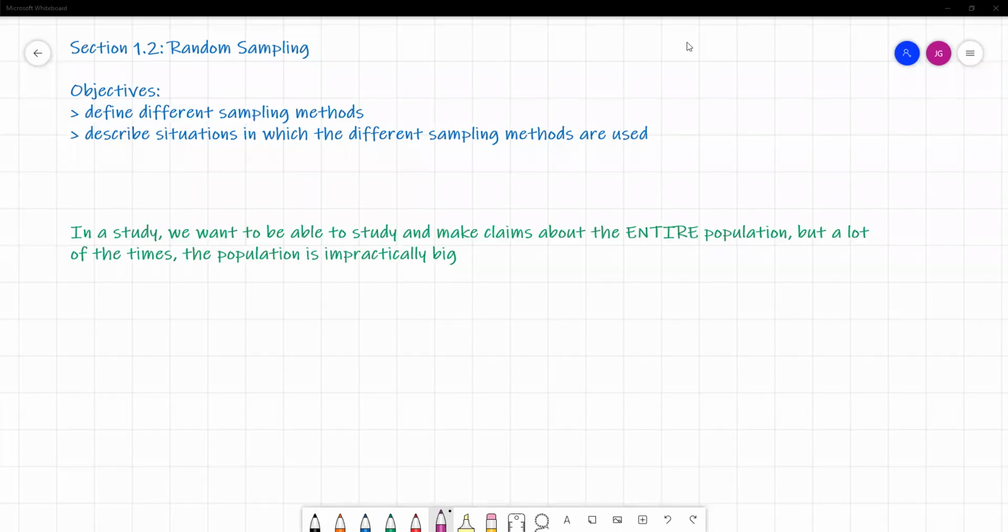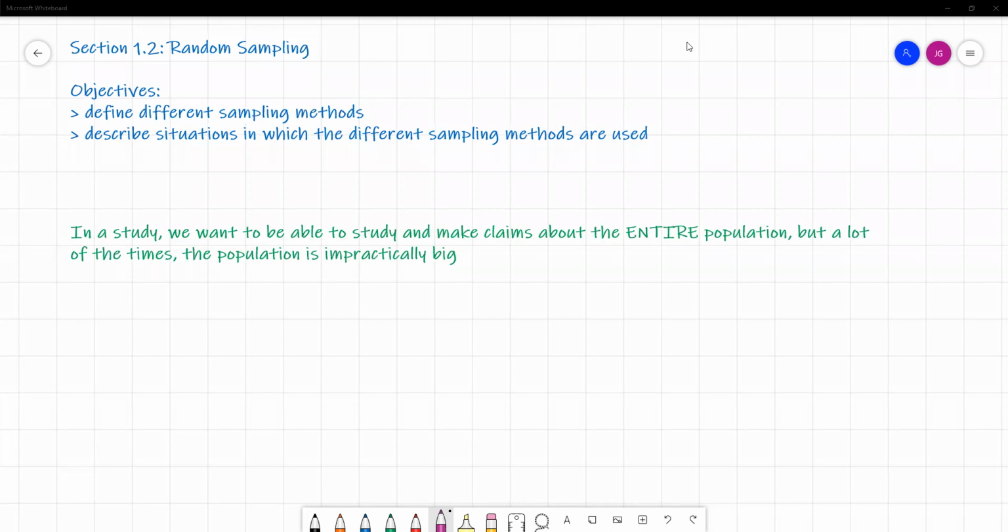Let's go ahead and take a look at random sampling in this section. Our objectives are to define different sampling methods that we have available to us and describe situations in which sampling methods are used. In the previous section 1.1, we talked a lot about the basics of a statistical study. We have the three main parts.